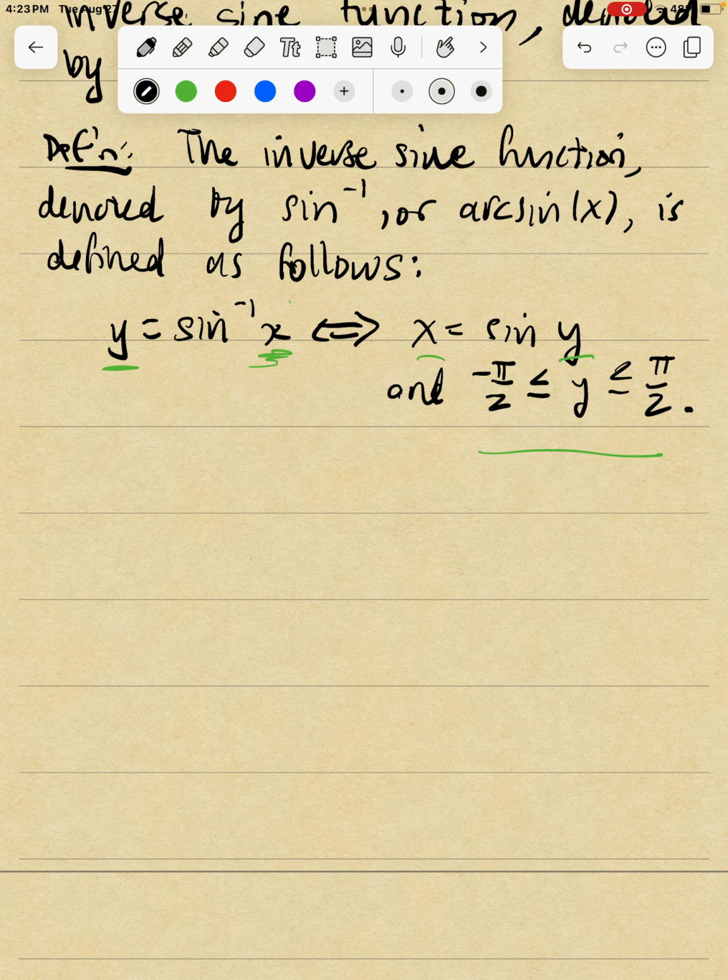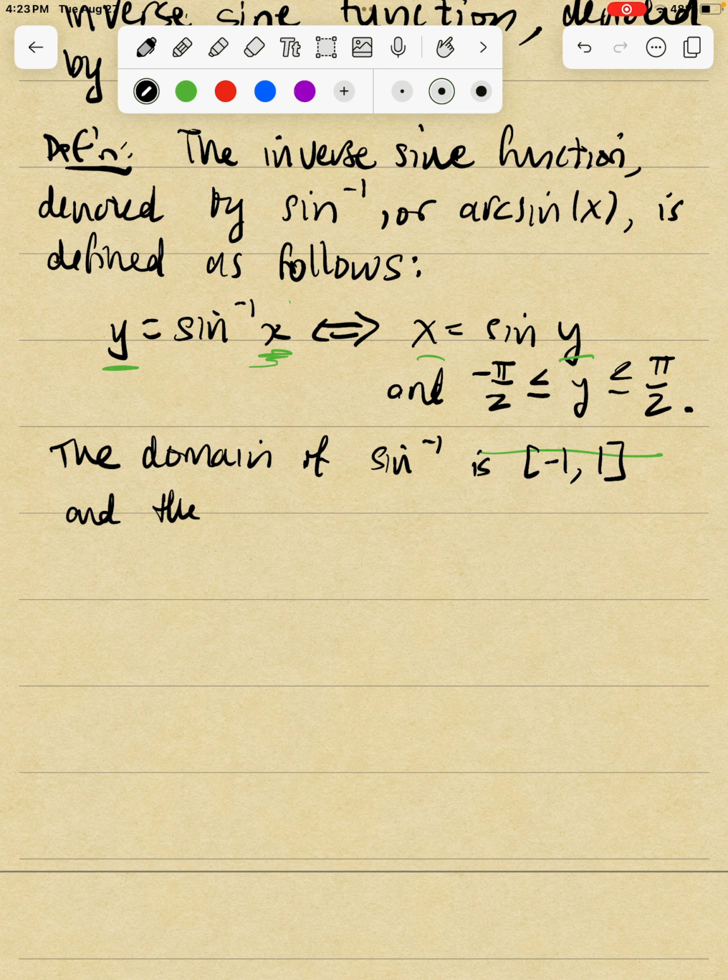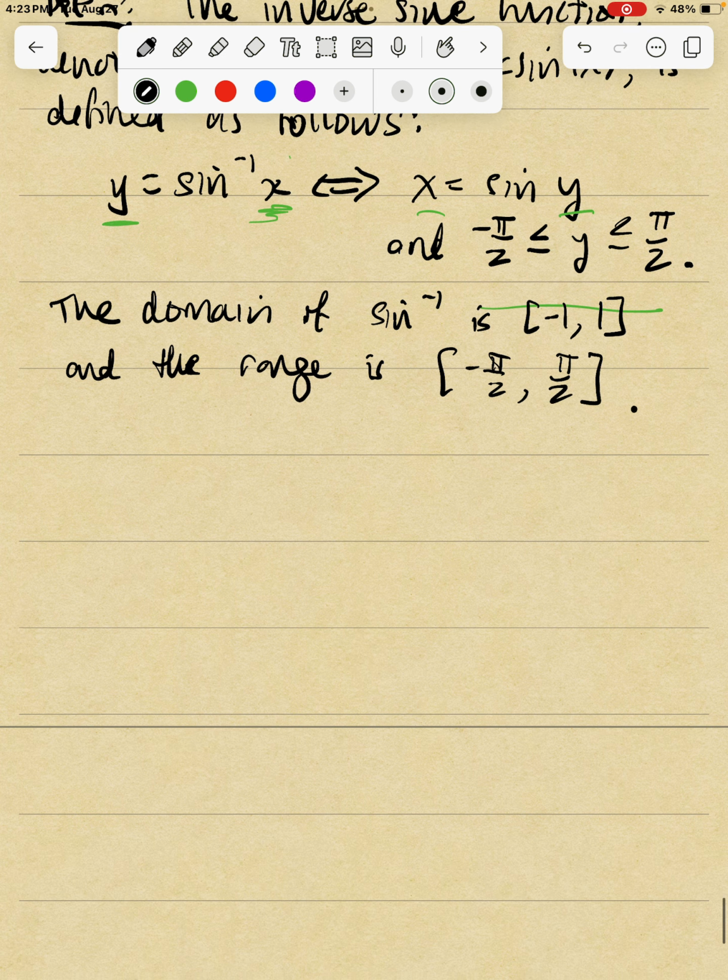And what's the domain and range of this? Well, you just flip the domain and range of the capital F function, right? The domain of arc sine is the closed interval from negative 1 to 1, and the range is the closed interval from negative pi over 2 to pi over 2.